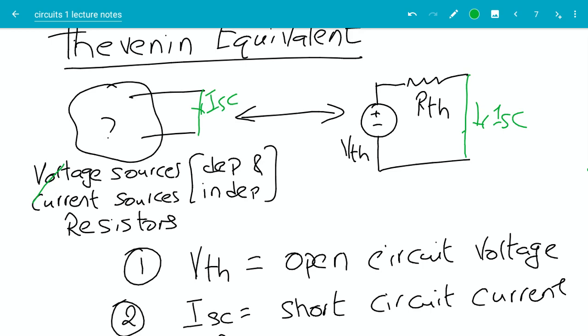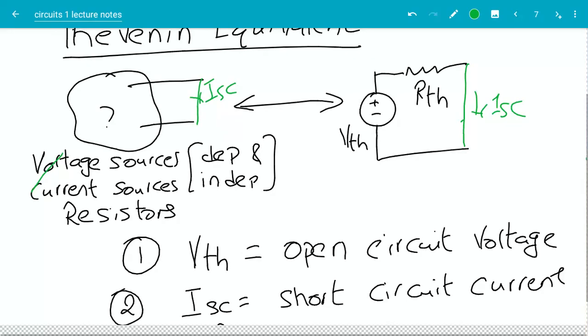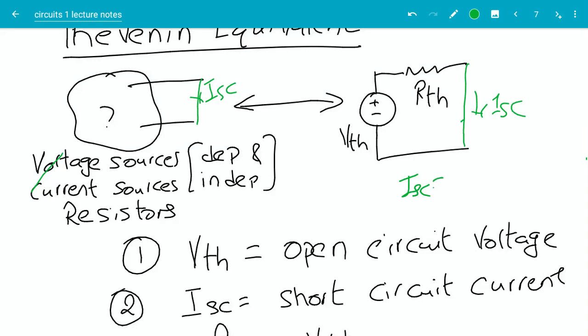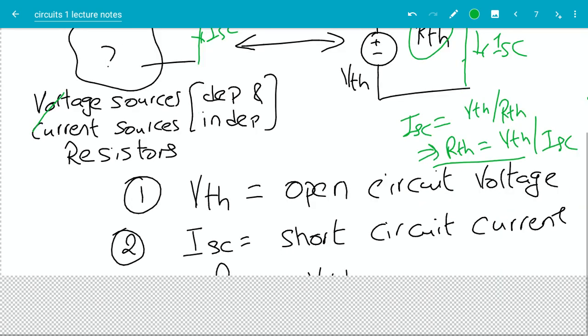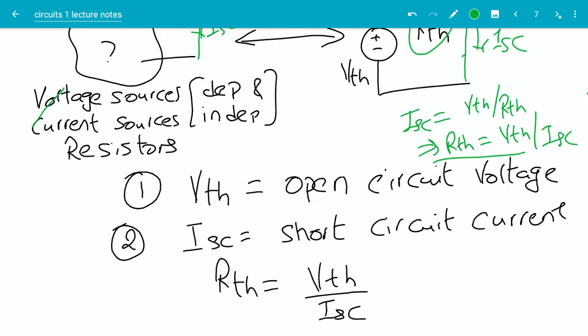On the right hand side, if I measure ISC, we know that ISC should be equal to VTH divided by RTH. So this implies RTH will be equal to VTH divided by ISC. So if you're in the lab and I give you this circuit with only two wires coming out, and I ask you to measure RTH, all you need to do is short it, measure ISC, and use this formula to find RTH. That's the second point here: ISC is a short circuit current, and the Thevenin resistance is VTH divided by ISC.